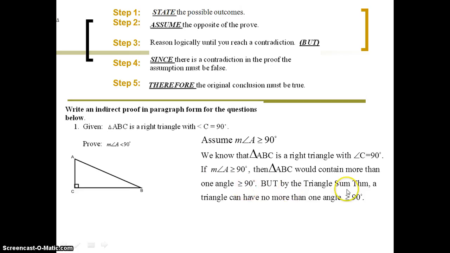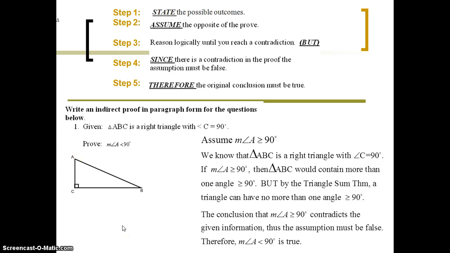But by the triangle sum theorem, a triangle cannot have more than one angle greater than or equal to 90 degrees. So let's say that C was 90 and angle A was 90. That already equals 180. That's impossible because we still need a measure for angle B. So you can see that it's not working out if angle A was 90 or anything above 90. The conclusion that measure of angle A is greater than or equal to 90 contradicts the given information. Thus, the assumption must be false. Therefore, the measure of angle A is less than 90 is true.